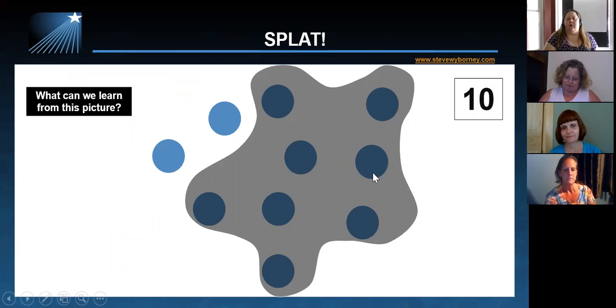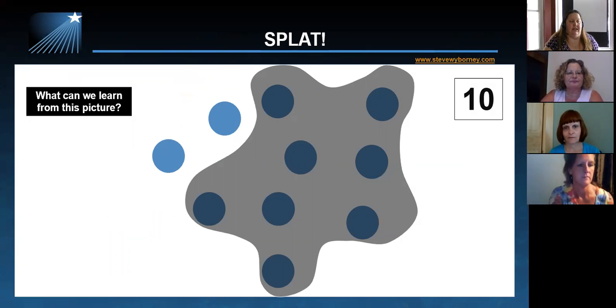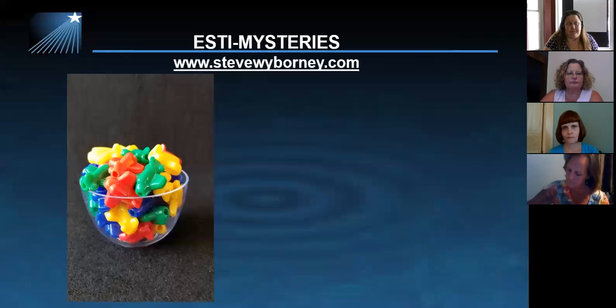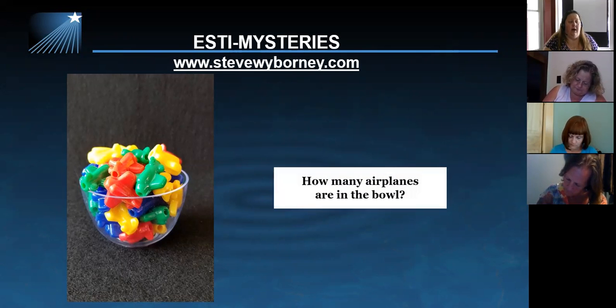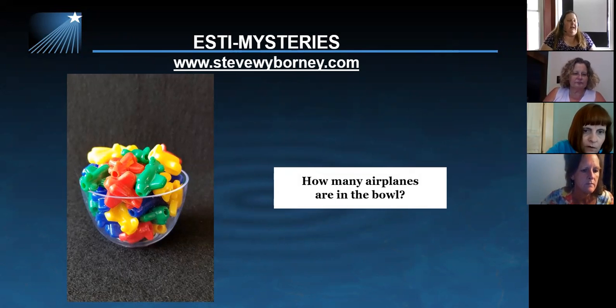So that's the Splat, and we'll go back to Steve Wyborny's website in just a moment because I want to share with you another routine that he has on his site called Esti-mysteries, also from stevewyborny.com. In Esti-mysteries, students are working on their estimation skills. In this problem, I want to know how many airplanes are in the bowl. You've got a piece of paper, so just write down how many you think are in the bowl. Make an estimate.